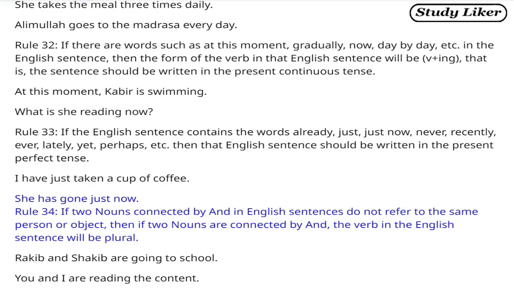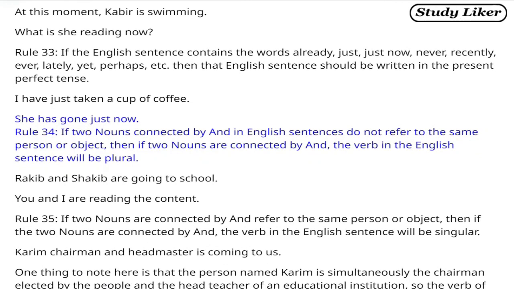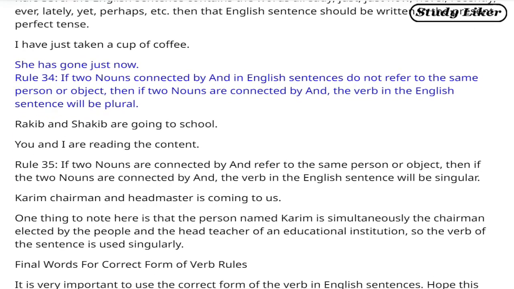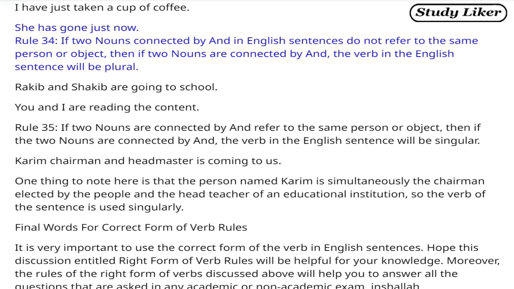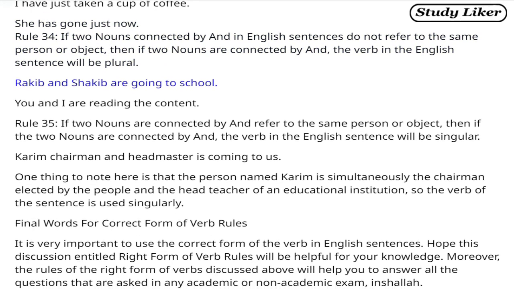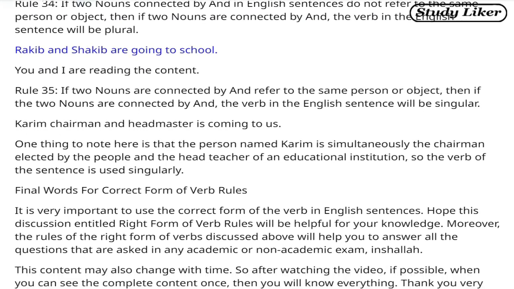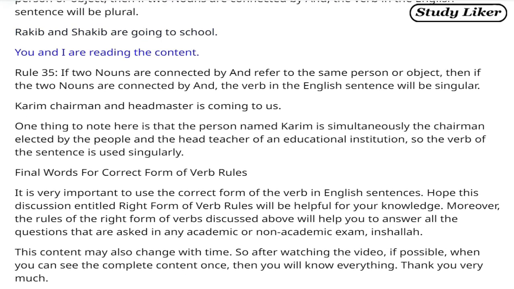Rule 34, if two nouns connected by and in English sentences do not refer to the same person or object, then the verb in the English sentence will be plural. Rakib and Shakib are going to school. You and I are reading the content.